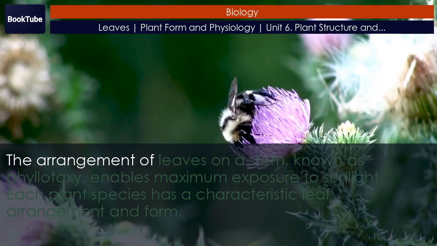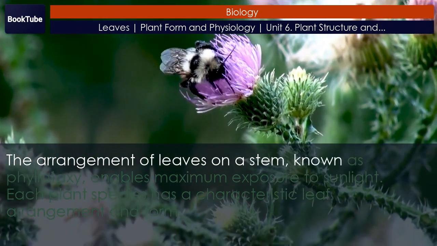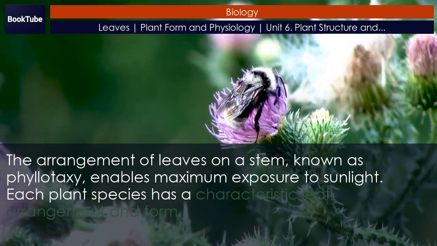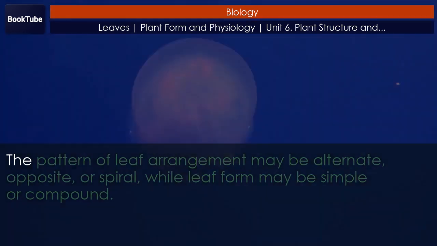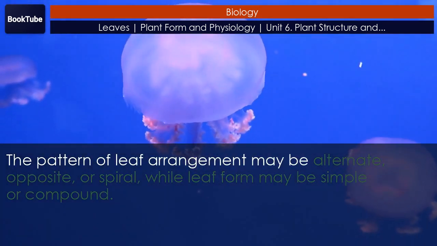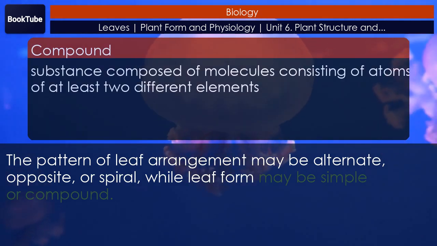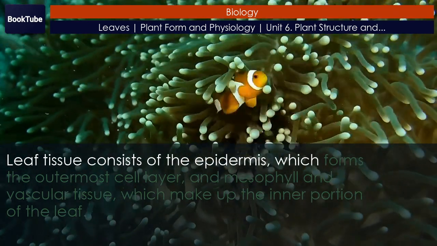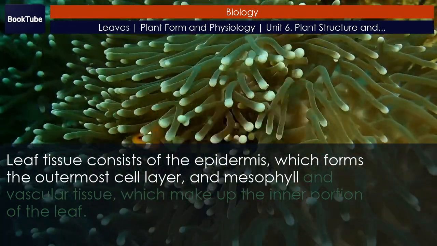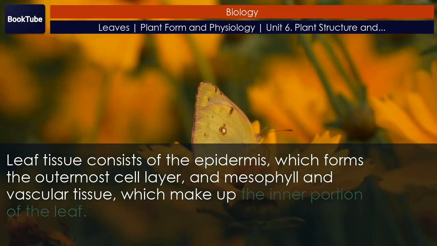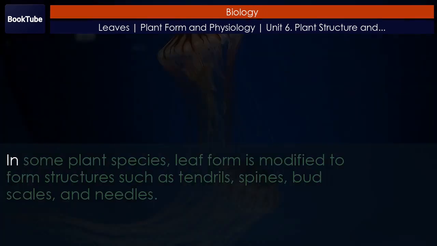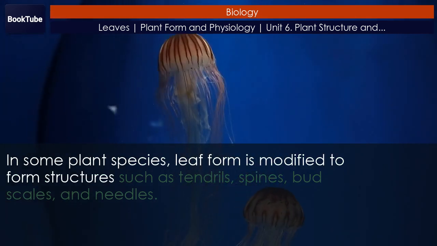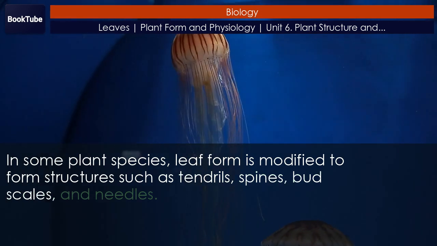The arrangement of leaves on a stem, known as phyllotaxy, enables maximum exposure to sunlight. Each plant species has a characteristic leaf arrangement and form. The pattern of leaf arrangement may be alternate, opposite, or spiral, while leaf form may be simple or compound. Leaf tissue consists of the epidermis, which forms the outermost cell layer, and mesophyll and vascular tissue, which make up the inner portion of the leaf. In some plant species, leaf form is modified to form structures such as tendrils, spines, bud scales, and needles.